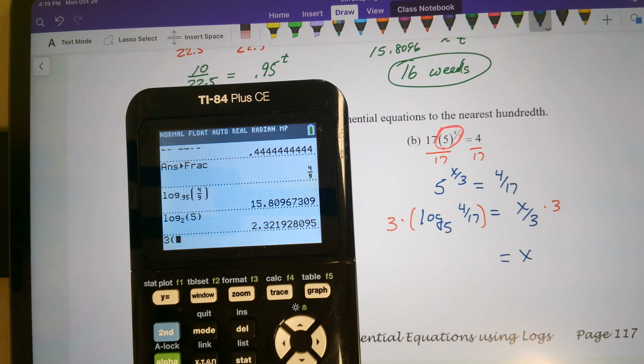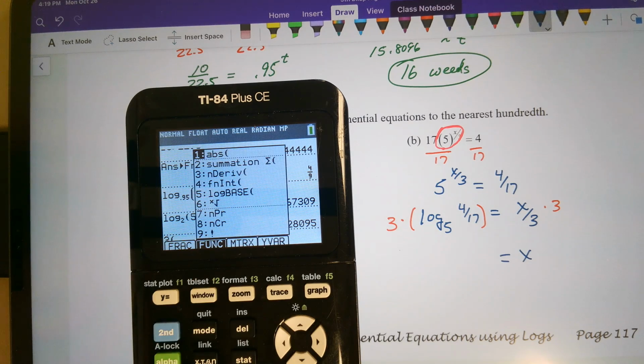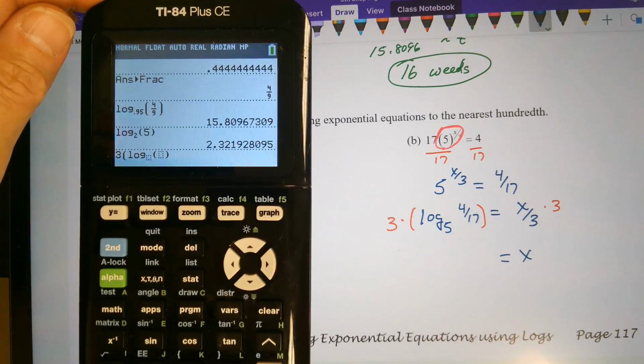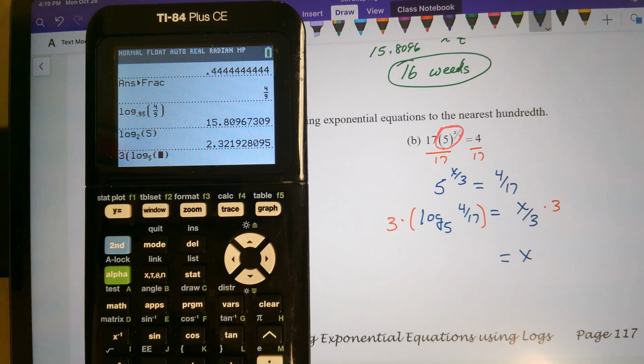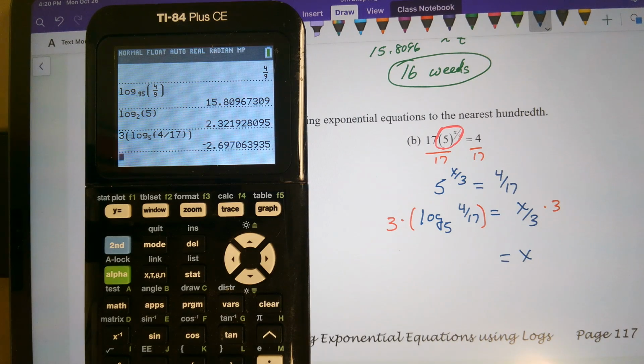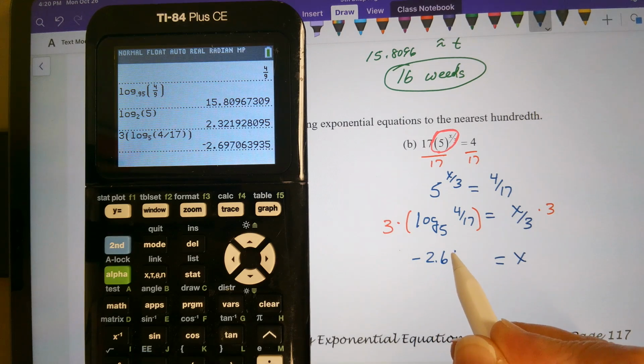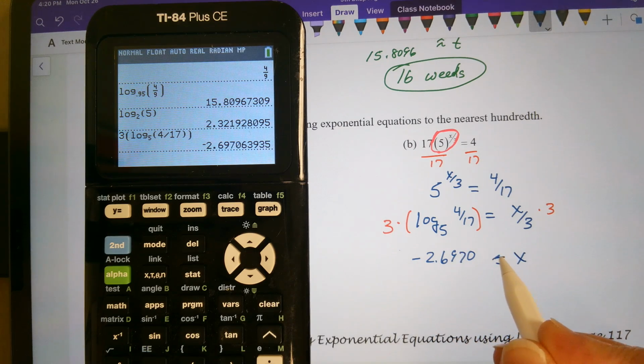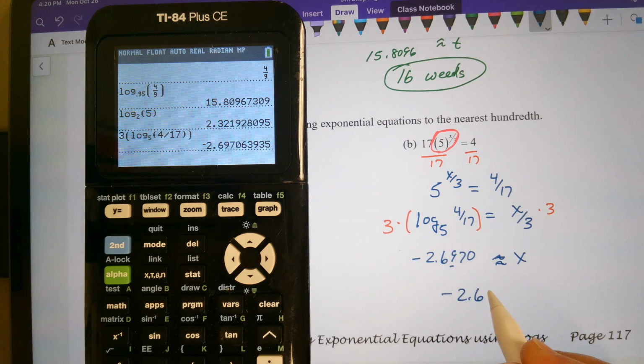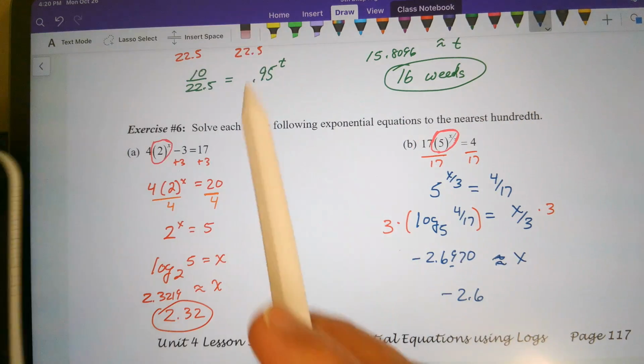3 times, alpha window, number 5. 5 is the base, 4/17. Arrow out of that, close the parentheses. Negative 2.6970, nearest hundredths, negative 2.69, no, 2.70 rather, eraser.